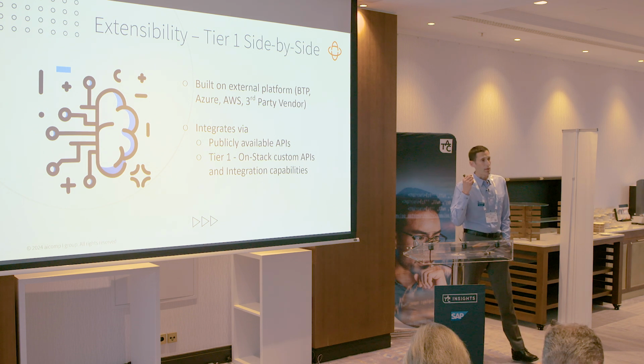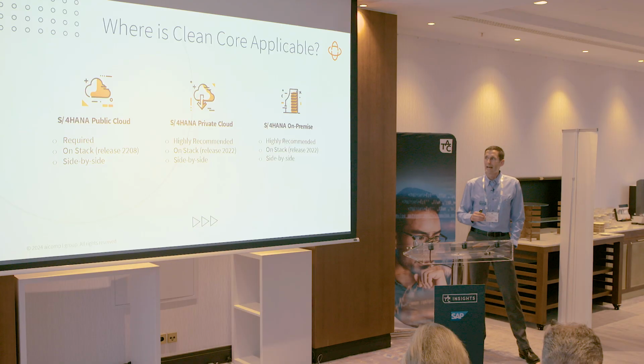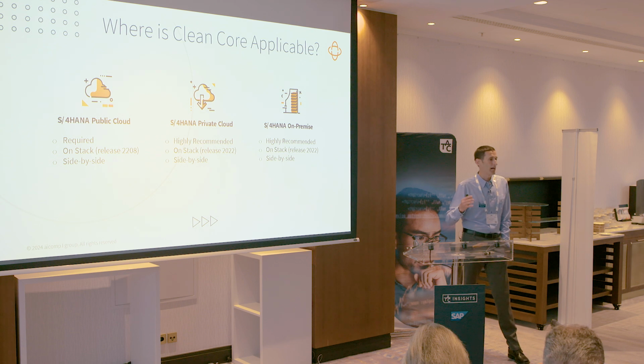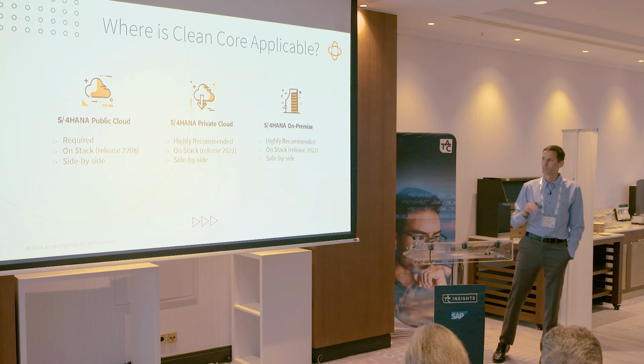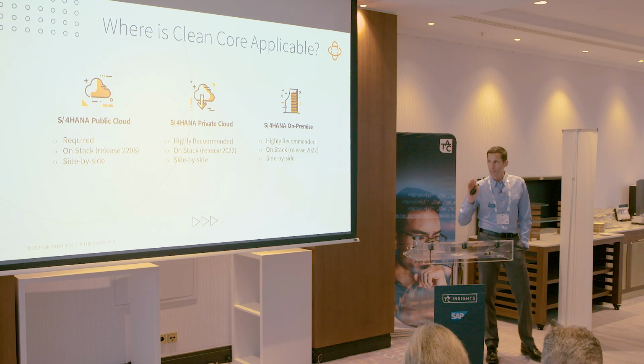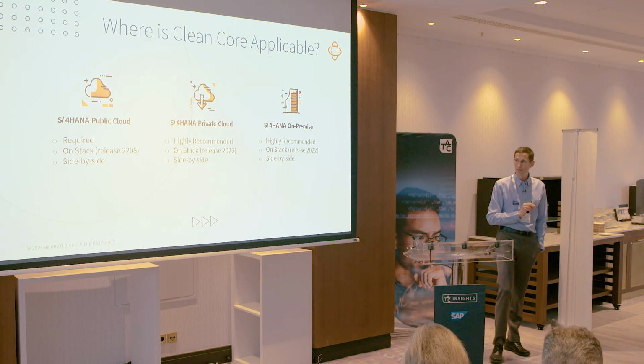You can, though, if you think about it, take that tier 1 on stack and build APIs there that you might then work with from your side by side. So there is that blend where you could use both of the tier 1 technologies. So where is it applicable? If you're on public cloud, congratulations, you're already clean. You couldn't have done anything that wasn't clean outside of that. That's been there for a while, but the developer extensibility, which has become a very important part of this clean core story, was released in the 22.08 release of the public cloud, I believe.